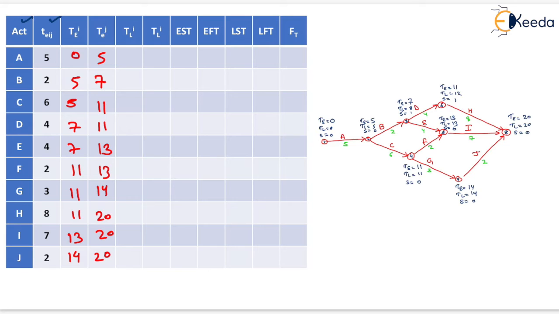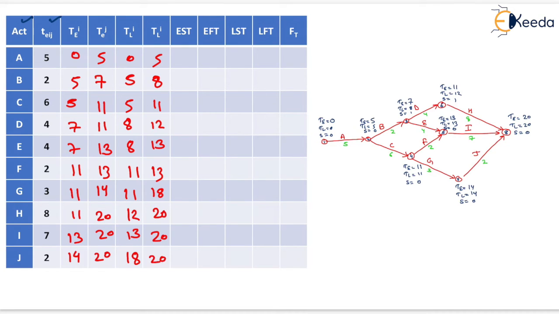Now, we have to fill the TLI value and TLJ value also. So, TLI will be equal to 0, 5, 5, 8, 8, 11, 11, 12, 13, 18. That will be the TLI value. Now, we have to fill the TLJ value, which will be equal to 5, 8, 11, 12, 13, 13, 18, 20, 20 and 20. Now, we have filled the TEI, TEJ, TLI and TLJ value.